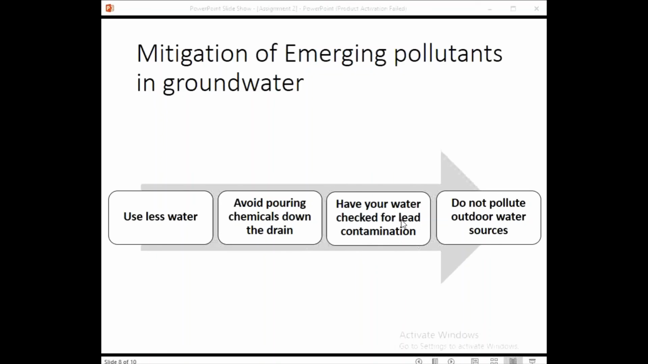Have your water checked for lead contamination, because many homes have lead pipes or lead around connections on the pipes which carry water to their homes. Since this lead may enter drinking water and cause medical problems in young children, you might want to have the water tested. Don't pollute outdoor water sources.